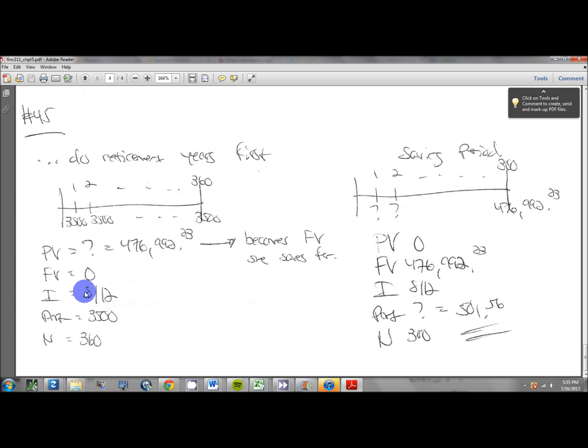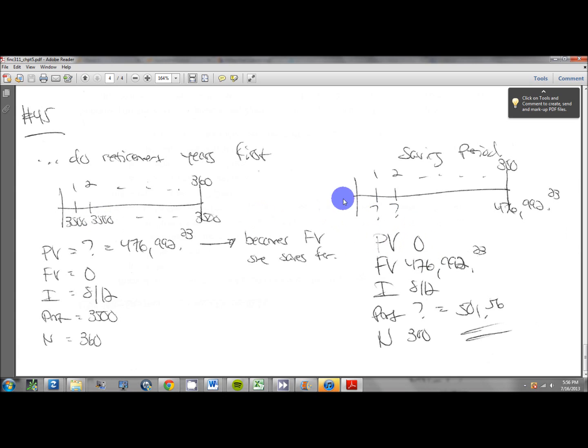And so no future value here. The assumption is that when her retirement is over, she will have spent all of her money. So that's a basic time value of money problem. You get $476,000 and some change. That then becomes the future value that she now saves for in order to be able to withdraw $3,500 a month for 30 years.